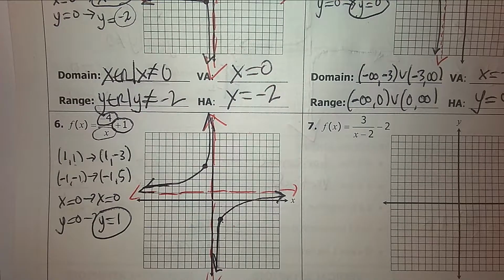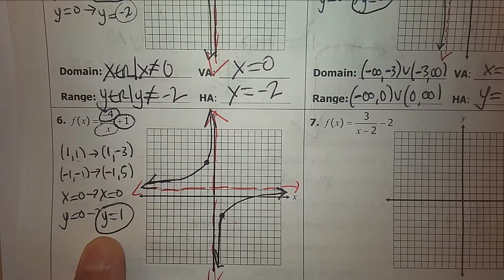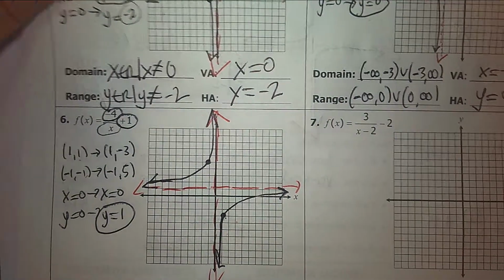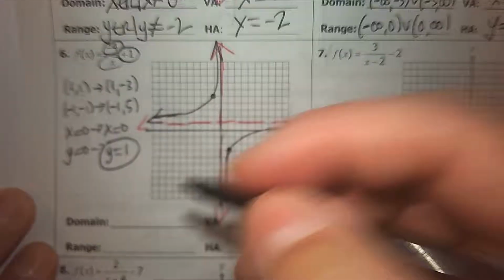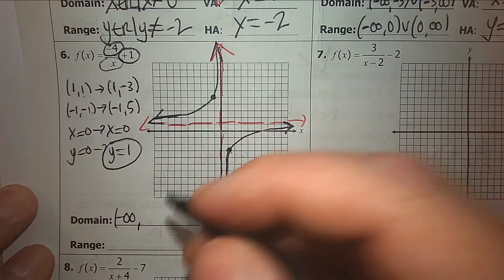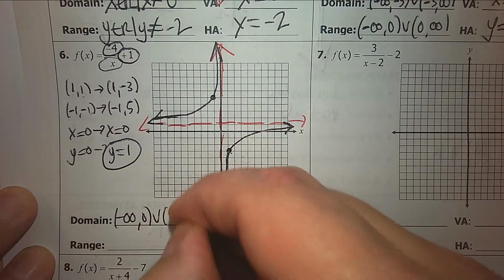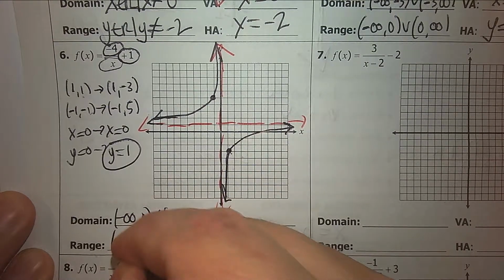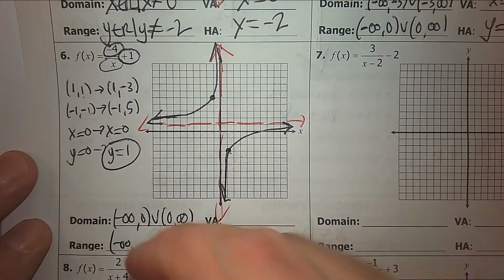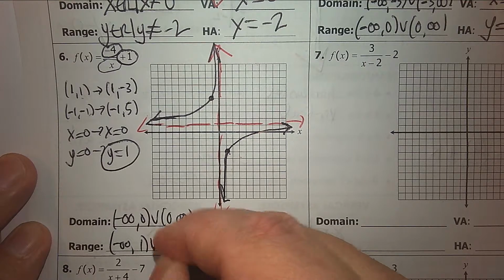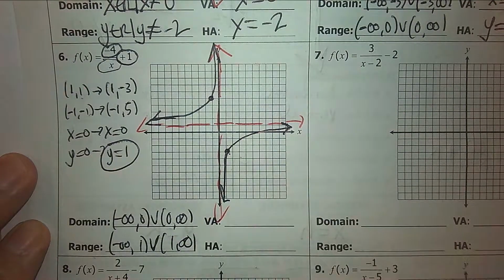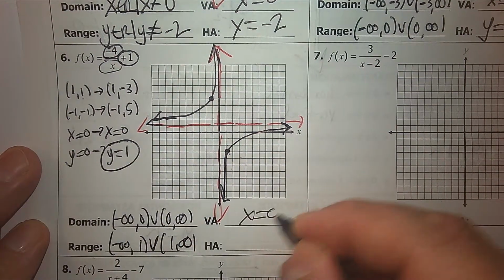So what gives you the end behavior again? The horizontal asymptote. So the domain goes from negative infinity to 0 and to 0 to infinity. The range goes from negative infinity to 1 and from 1 to infinity. We said the vertical asymptote and the horizontal asymptote.